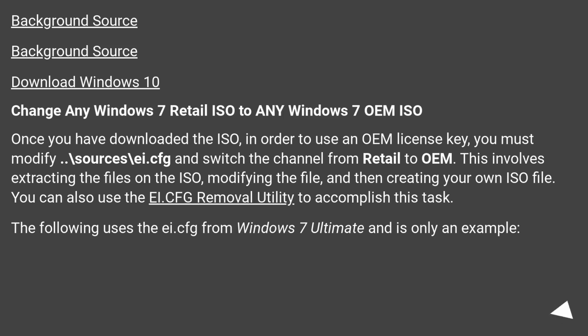Change any Windows 7 retail ISO to any Windows 7 OEM ISO. Once you have downloaded the ISO, in order to use an OEM license key, you must modify \sources\a.cfg and switch the channel from retail to OEM. This involves extracting the files on the ISO, modifying the file, and then creating your own ISO file. You can also use the a.cfg removal utility to accomplish this task. The following uses the a.cfg from Windows 7 Ultimate and is only an example.